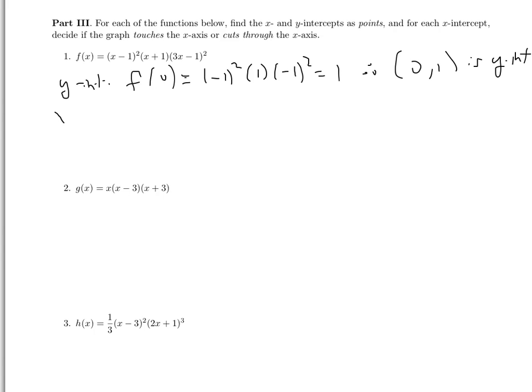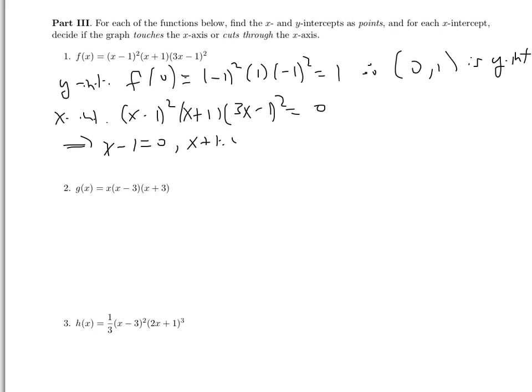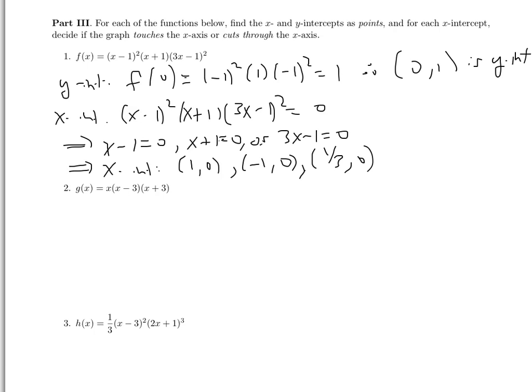To find the x-intercepts, we set the formula for the polynomial equal to 0 and solve for x. We know that a product can only be 0 if any of the factors are 0. So either x minus 1 has to be 0, or x plus 1 has to be 0, or 3x minus 1 equals 0, which tells us that our x-intercepts are at (1, 0), (-1, 0), and (1/3, 0).